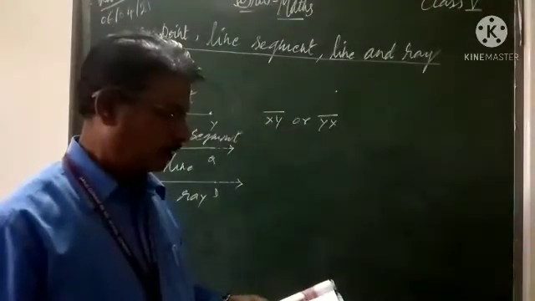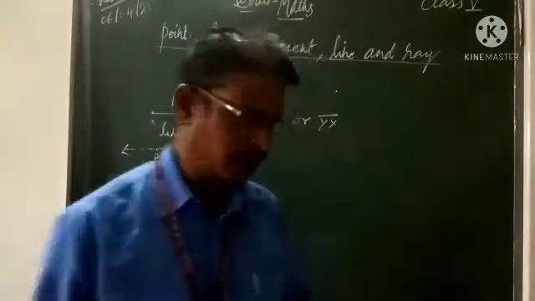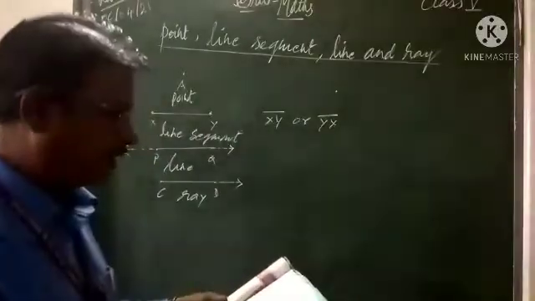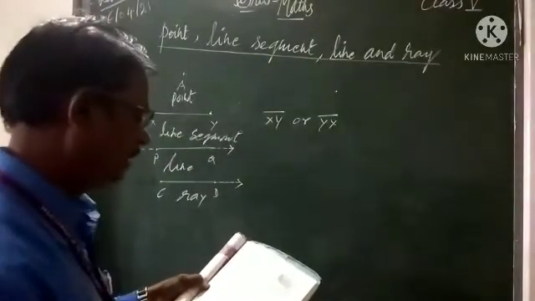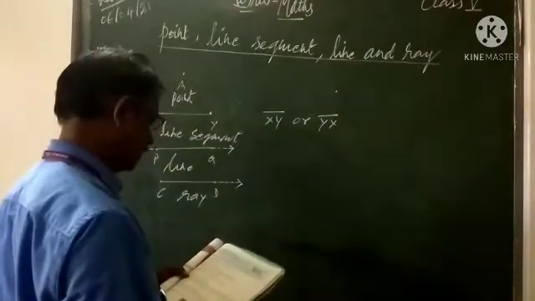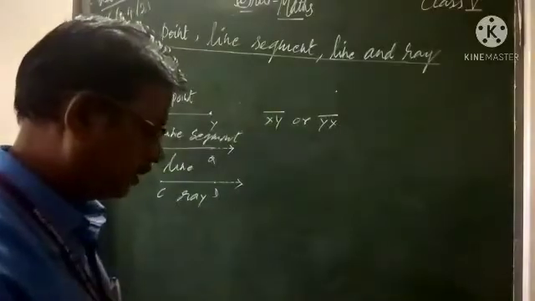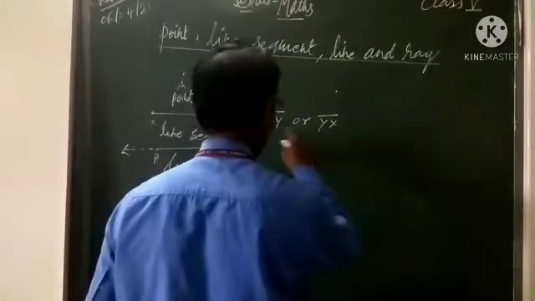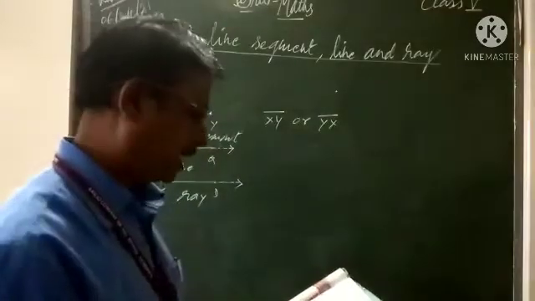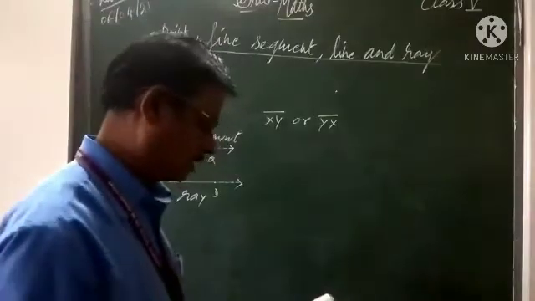Understood? We name a line segment using its two endpoints. For example, the line segment joining point X and Y is denoted by XY. We can also name this as line segment YX. Understood? So XY and YX are not different, they are the same. Line segment XY and line segment YX denote the same line segment. This is about line segment.